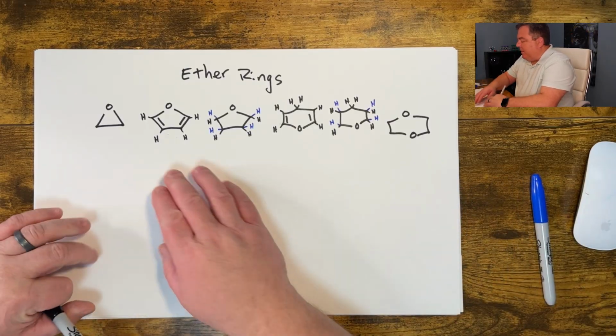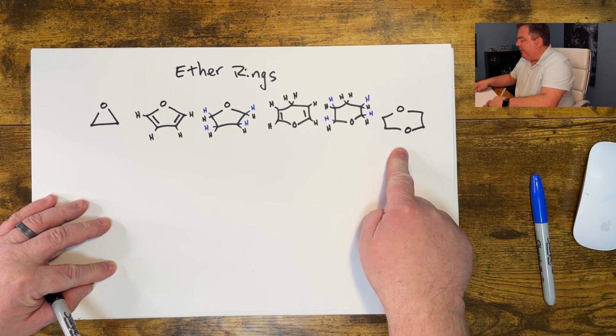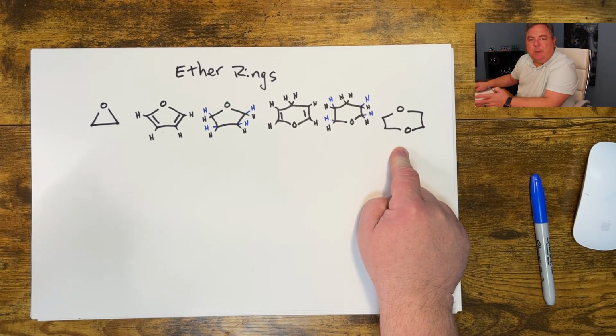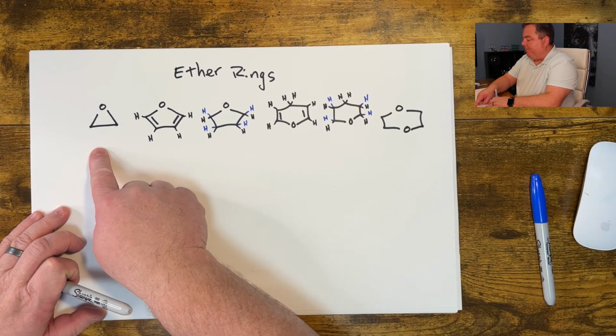In this video, I'm going to teach you 6 compounds that are ethers, that are rings, that you should know. Let's jump right in. So I've picked 6 compounds that I think are the 6 ethers that you should start to learn to memorize. And I rank them in order of importance.